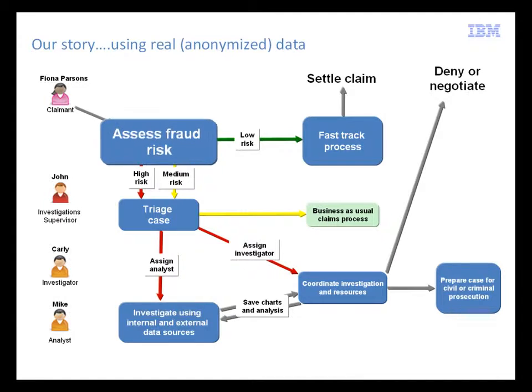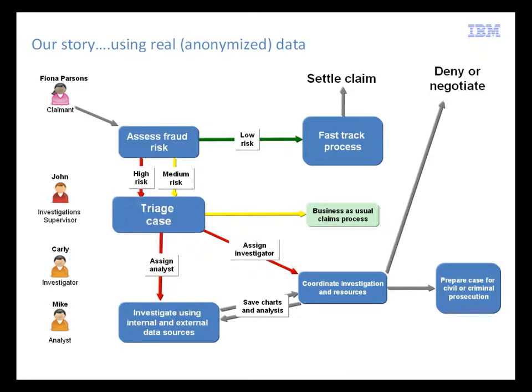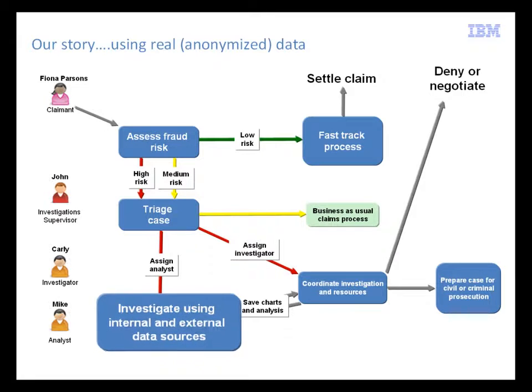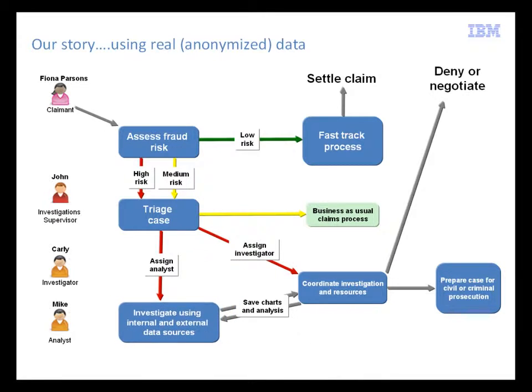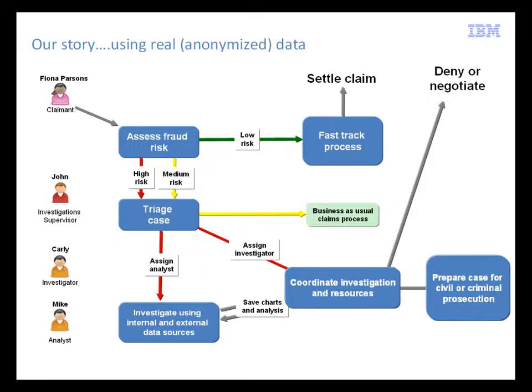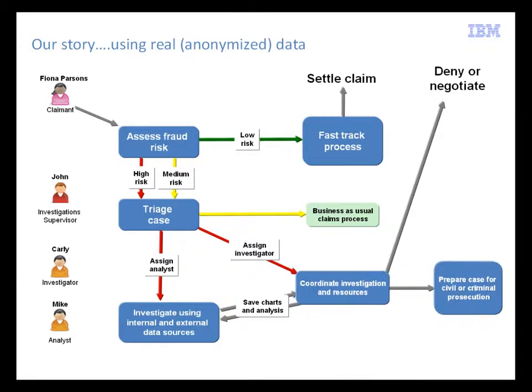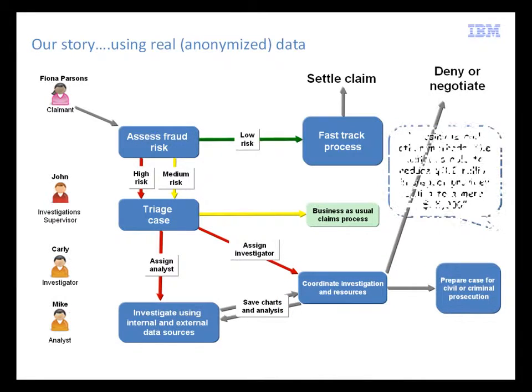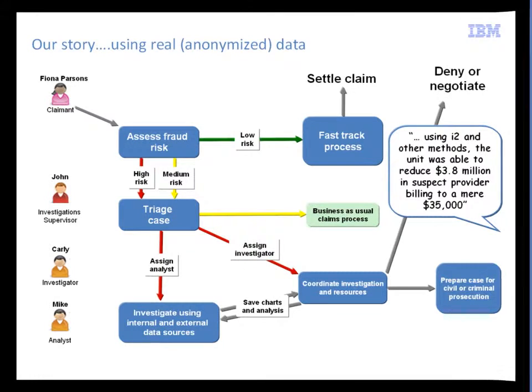Claims are initially assessed and scored against several criteria. The scored claims are then triaged by the investigations team. The investigation is completed using information from a variety of data sources. Tasking, workflow, KPIs and reporting underpins the investigation. This approach is helping insurers to save many millions of dollars.